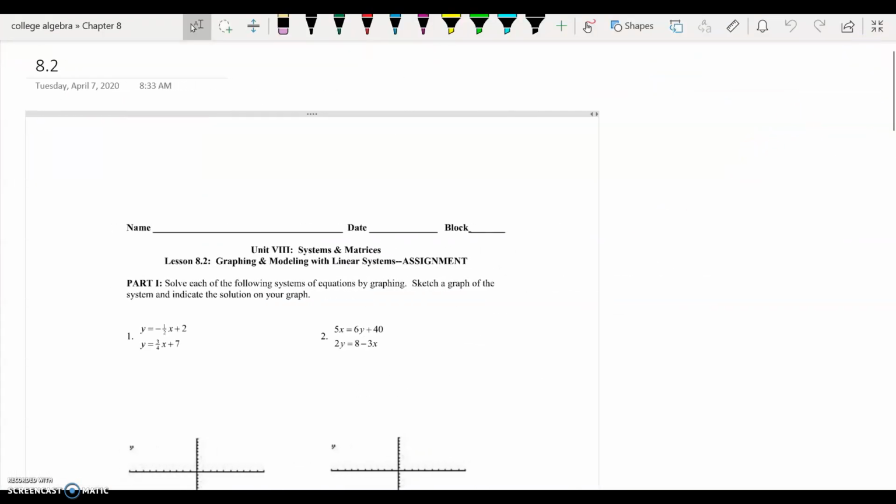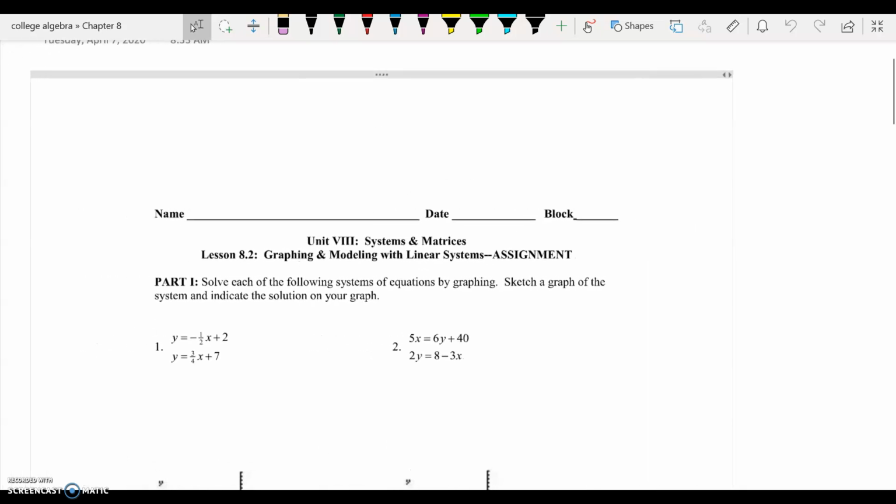So today's lesson's not very long. However, you are going to have a Hawks assignment at the end of this. I'll kind of go over some of the problems that are on it. So we're still working with systems of equations. However, we're going to talk about graphing them instead of solving them using substitution or elimination. So if you don't like substitution or elimination, you can always graph the problems to solve them.